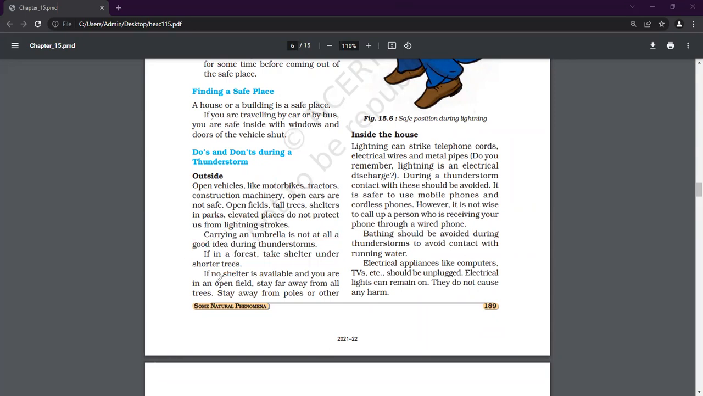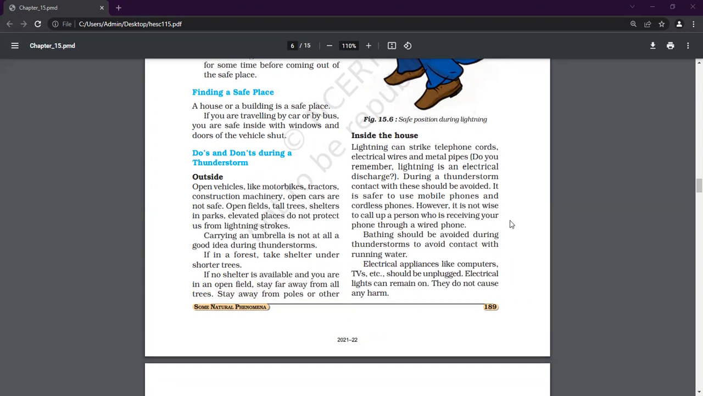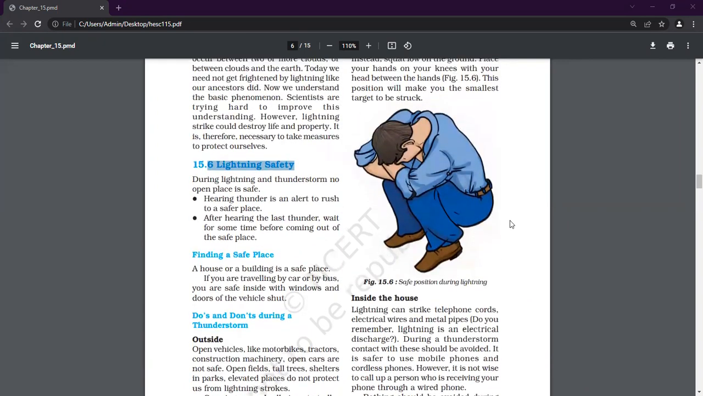And what else should you do when you are outside? If no shelter is available and you are in an open field, stay far away from all the trees. Stay away from poles or others. Any heavy thing, poles, trees, you have to stay away from all of them, because lightning can strike there.